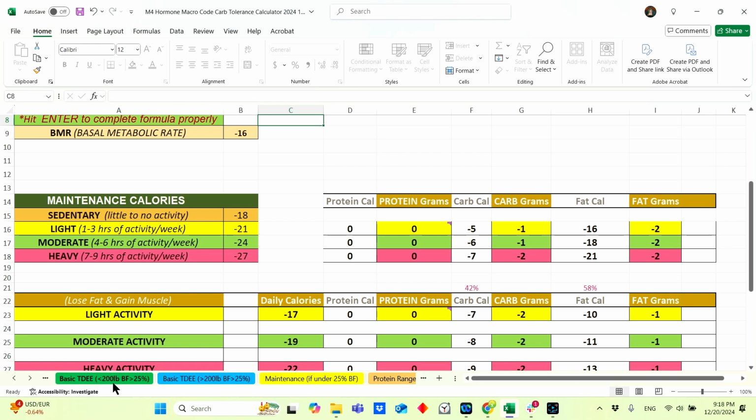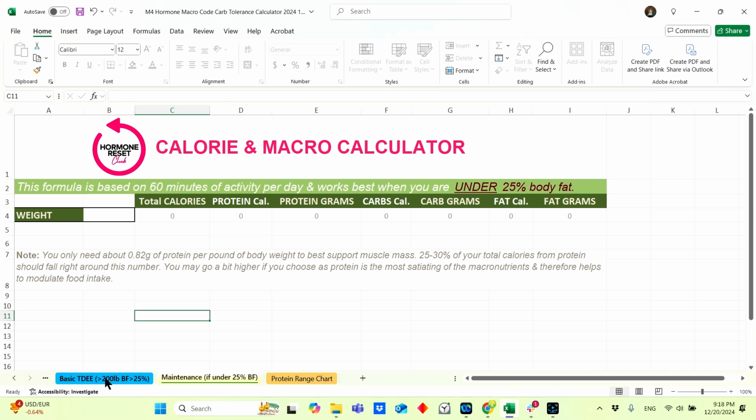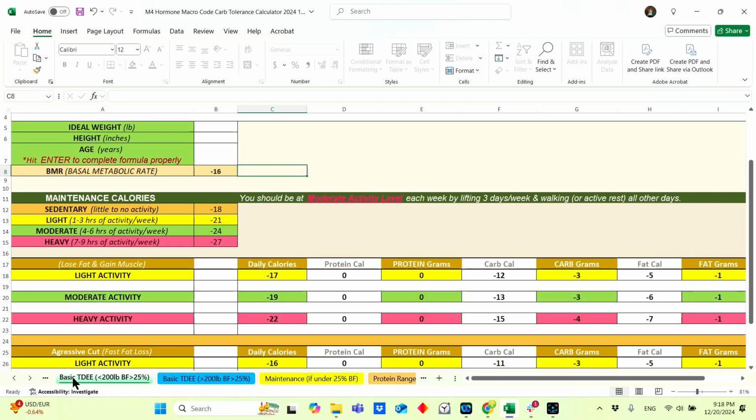Notice here you have the basic TDEE calculator, less than 200 pounds, greater than 25% body fat, and the basic TDEE calculator, greater than 200 pounds, greater than 25% body fat, the maintenance calculator, and the protein range chart all are copies from month 2. I am not going to discuss how to use them. I'm going to assume that you have watched the video in month 2.